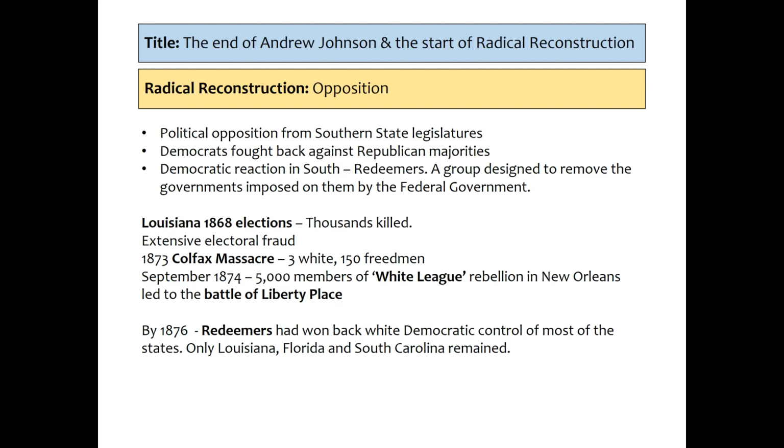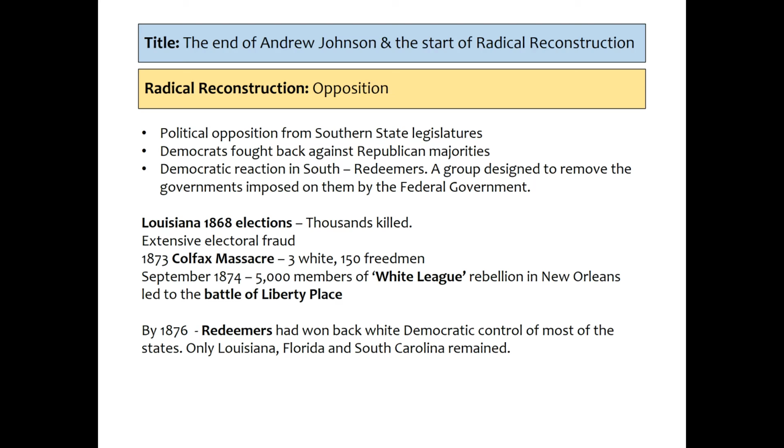Political opposition from southern state legislatures in this period undermined Radical Reconstruction. The Democrats are fighting viciously back against the Republican majorities. We see the growth of the Redeemers, and there's a huge reaction in the South to this. Southern Democrats start a group, the Redeemers, who want to remove the governments that are imposed on them, the forceful control of them by the federal government. And we can see opposition in a number of different ways.